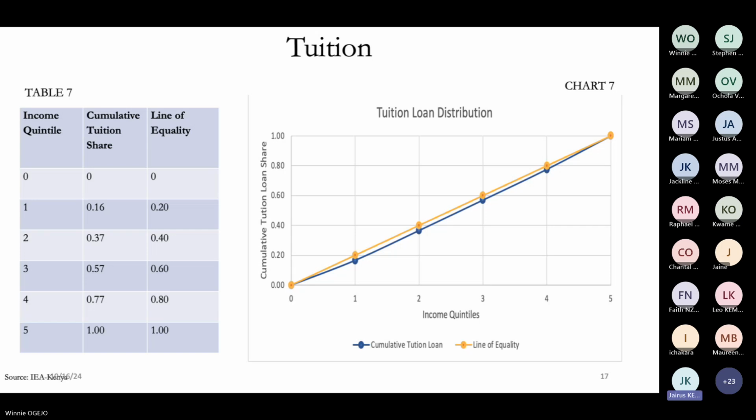For instance, if you look from the bottom of our table going up, you'll be able to notice that quintiles 4 and 5 cumulatively received 3 percentage points higher than their equitable share. And that tells us that the distribution of loans was actually in favor of the higher income groups, that is represented by quintile 4 and 5.